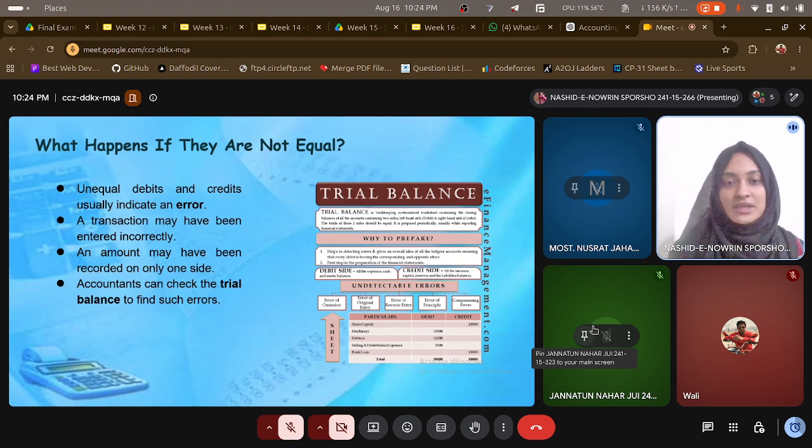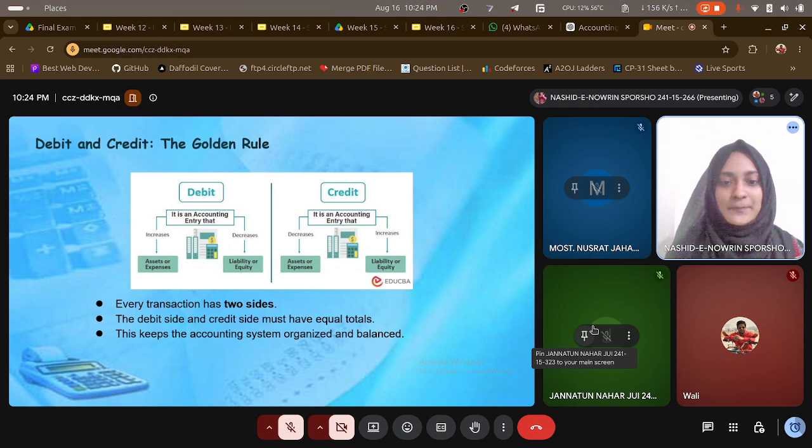Now coming to the golden rules. Every transaction has two sides, debit and credit, and both must be equal. Generally, debit increases assets and expenses, while credit increases liabilities and equity. When they decrease, the opposite entry is made. So the main idea is simple: debit must always equal credit.